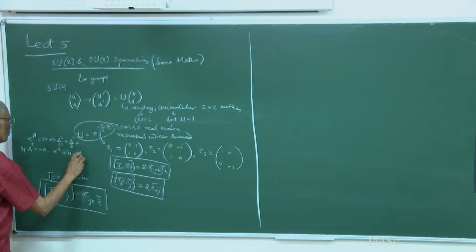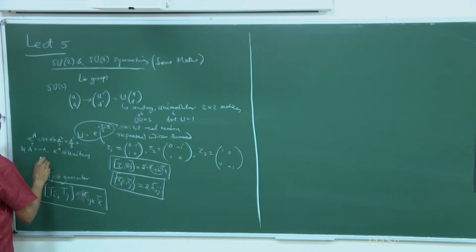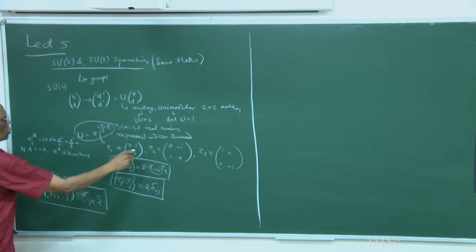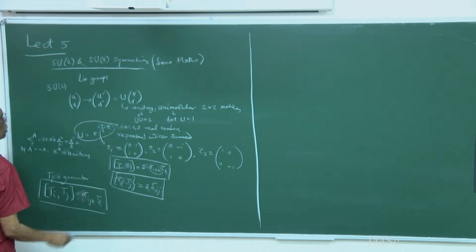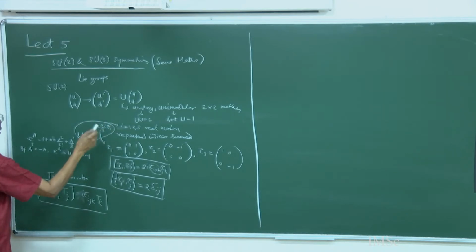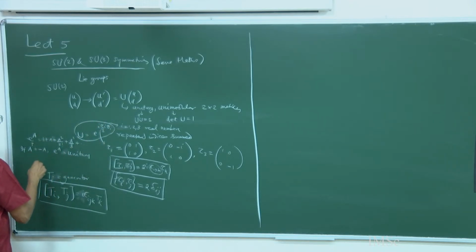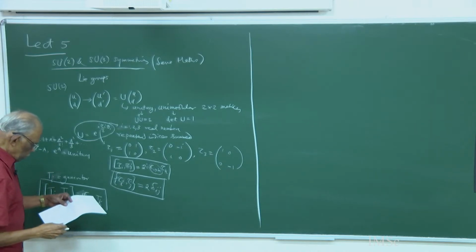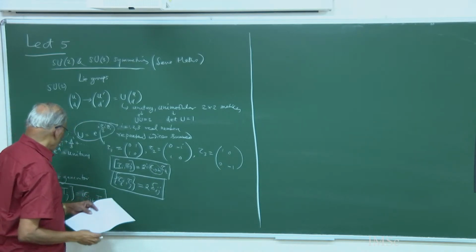This you can easily prove. That is why I have taken these anti-Hermitian, because all the taus are Hermitian, thetas are real numbers, and so this is Hermitian, but once I put i, it is anti-Hermitian. Exponential of iA is a unitary matrix, provided A is anti-Hermitian. These are the details which I missed yesterday.